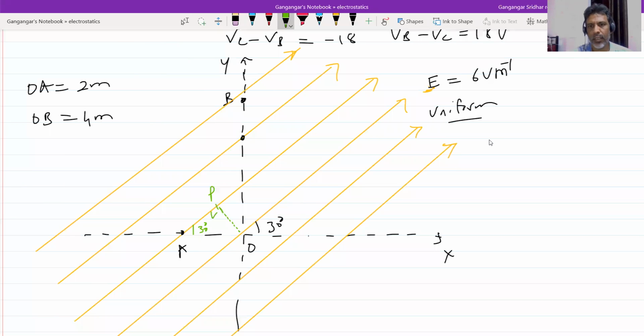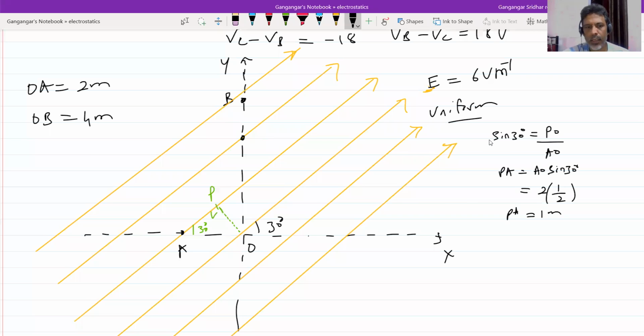We know AO. So sine 30 degrees is equal to PO by AO. So PO is equal to AO sine 30. AO is how much? 2. This will be 1 by 2, so 1 meter. Now, can we calculate potential difference VAP?